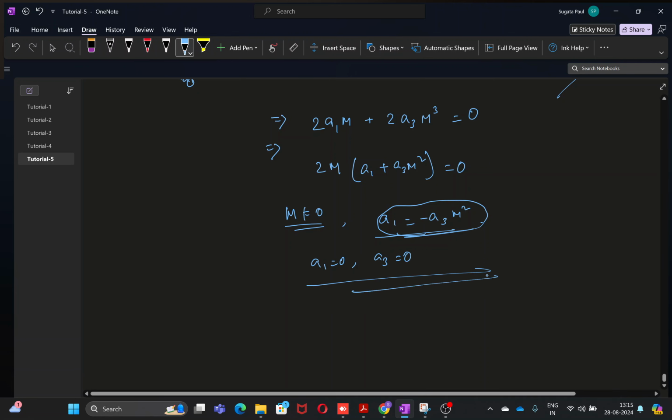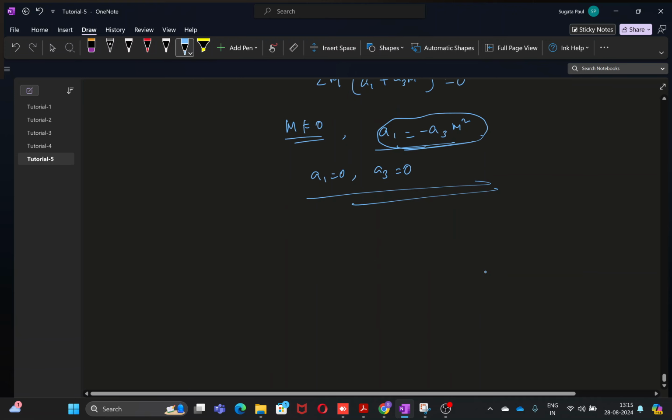Because I have already said that you have to choose your free energy as an even function of the magnetization, otherwise you will not have the same free energy for both positive and negative magnetization conditions. So after that we are only left with the modified free energy with this condition satisfied, which is just the even terms: a2 m square plus a4 m to the power 4.